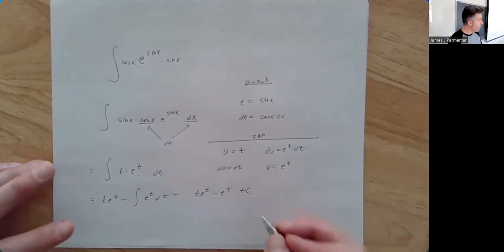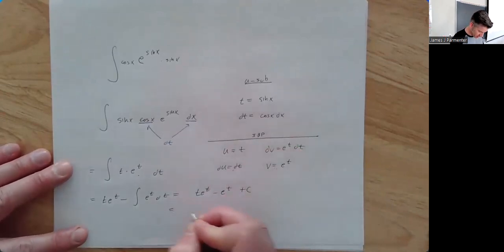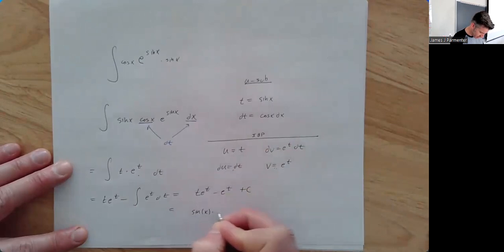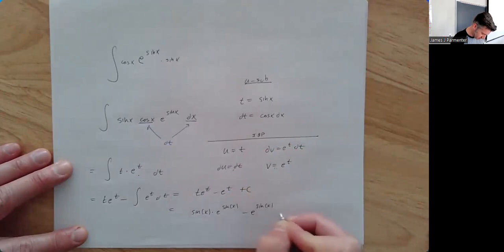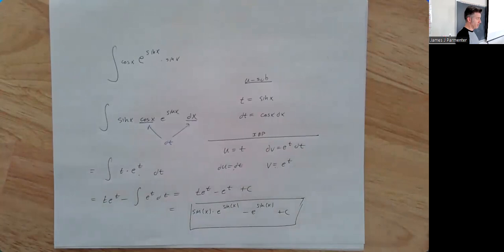But then I have to plug back in my u sub, because t was really sine of x. So this is really sine of x times e to the sine of x minus e to the sine of x plus C. But yes, you can totally have a u sub and an integration by parts.